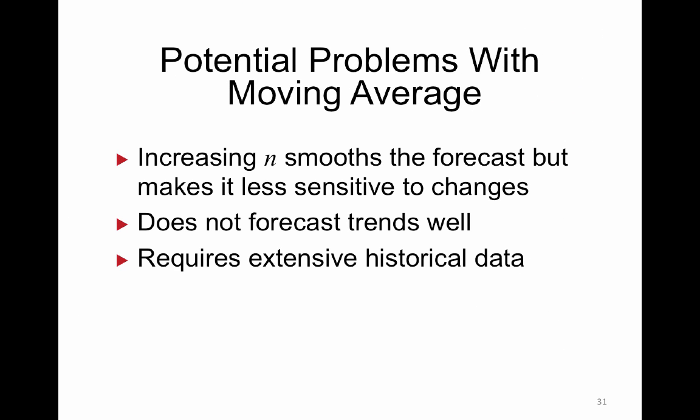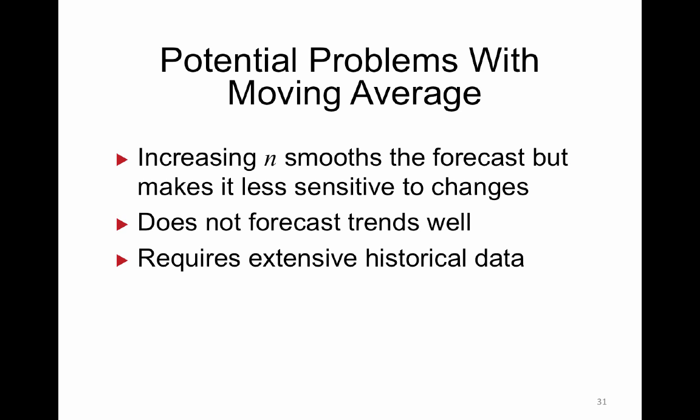Okay, so potential problems with the moving average. Increasing the number of periods smooths the forecast but makes it less sensitive to changes. So if I decide to do a 6-month moving average, there's going to be less change from month to month in my average because I've kind of smoothed it out. I've added more periods of time.